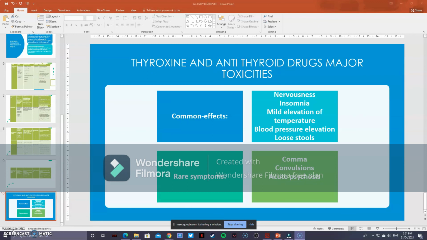Thyroxine and anti-thyroid drugs major toxicities. A massive thyroxine overdose may be accidentally and unintentionally ingested, most commonly by children and adolescents. It may occur intentionally in young and older adults in an attempt to lose weight, with suicidal intentions, or for undeclared purposes. Its common effects are nervousness, insomnia, mild elevation of temperature, blood pressure elevation, and loose stools. Rare symptoms include coma, convulsion, and acute psychosis.